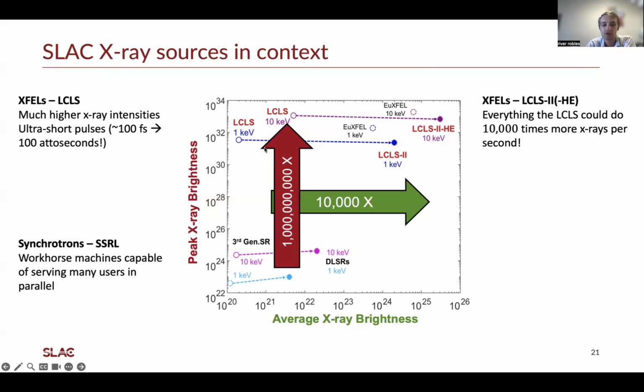And now to get to the LCLS2, we move 4 orders of magnitude over in average X-ray brightness, where we can do basically everything the LCLS could do, but now 10,000 times more times per second because of our megahertz repetition rate, allowing us to do about 10,000 times more science per second.